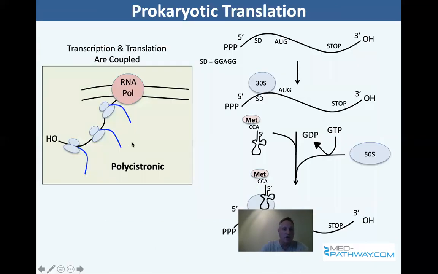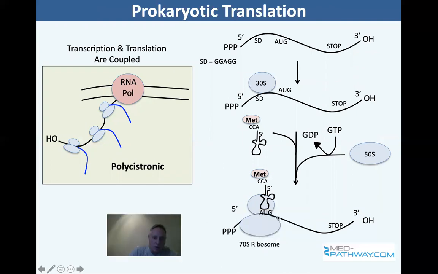And so what you see here on the right is that you recruit, through the Shine-Dalgarno, the 30S small subunit, and then the big subunit comes in. Concomitantly, you hydrolyze GTP, you recruit the initiating methionine, and what you end up doing is you make your loaded ribosomal 70S complex onto the actual message itself.